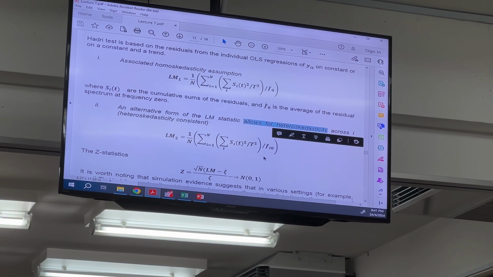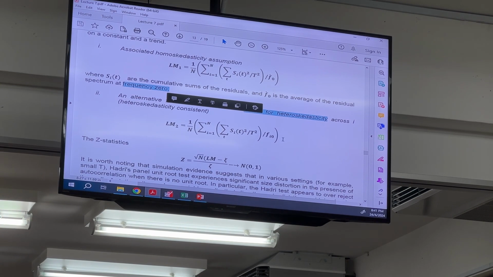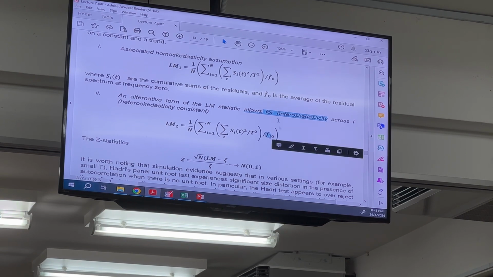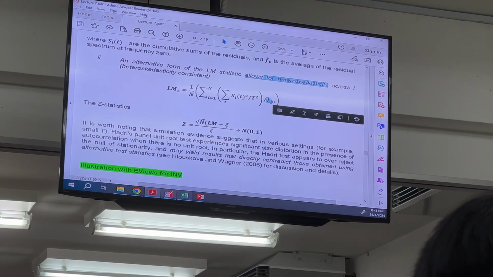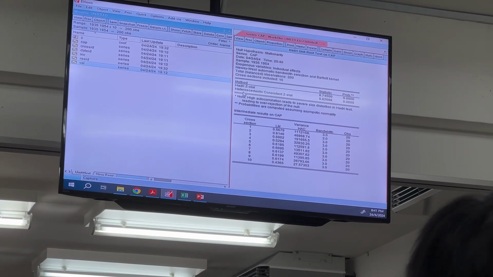So where is the difference in the test statistic? I think here it's all the same, only the thing is the F. The F here is the average of the residual spectrum at frequency zero, but here it is not the average, so it allows for heteroscedasticity. It's a different treatment for these two statistics. That's why it's hetero, and whether homo or hetero, both show that the result is not stationary.